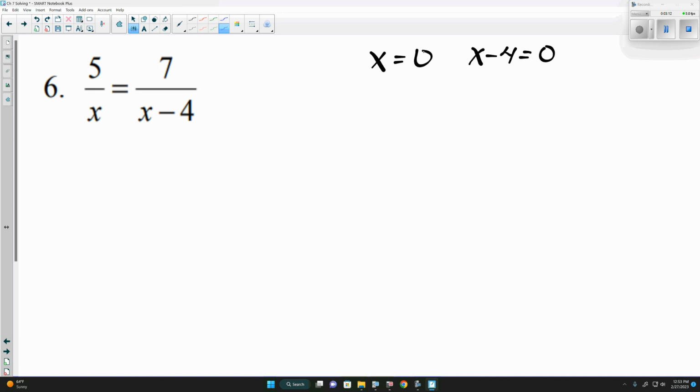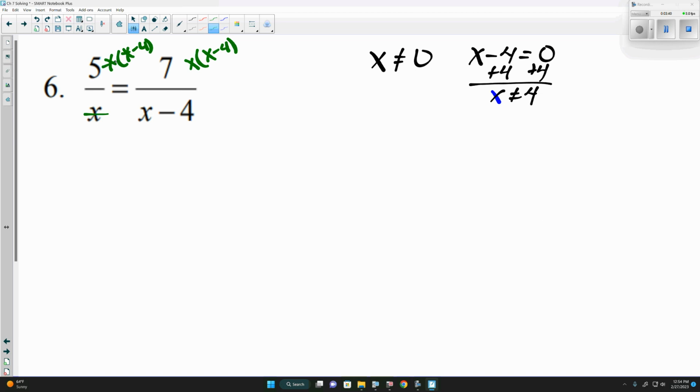For just x, x cannot be 0. Here we can add 4 to both sides, telling us x cannot be 4. So if we get a value of 0 or 4, those are our restrictions and they don't work. Now with solving, what do we need to multiply everything by? Yes, x and x minus 4.